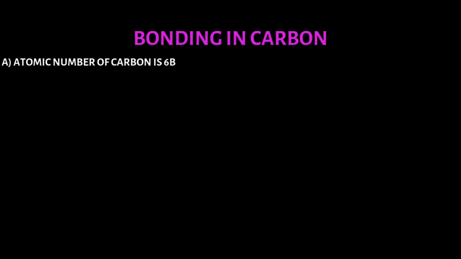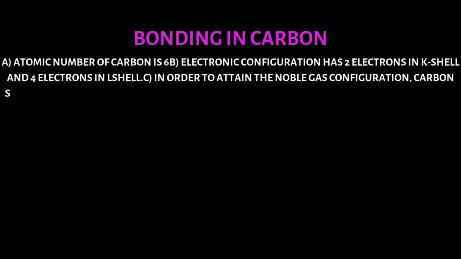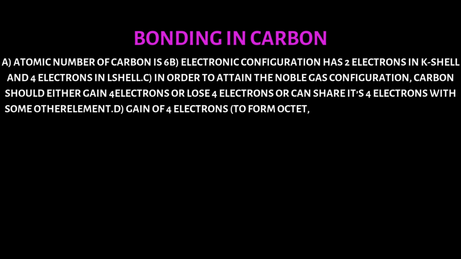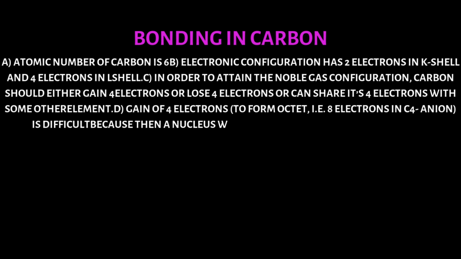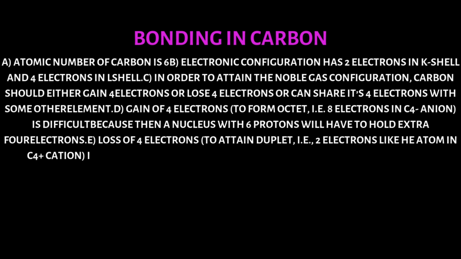Bonding in carbon. A. The atomic number of carbon is 6. B. Electronic configuration has 2 electrons in the K shell and 4 electrons in the L shell. C. In order to attain the noble gas configuration, carbon should either gain 4 electrons, or lose 4 electrons, or can share its 4 electrons with some other element.